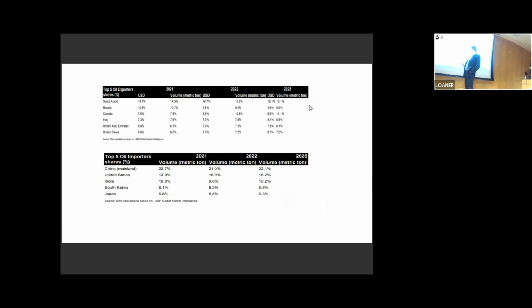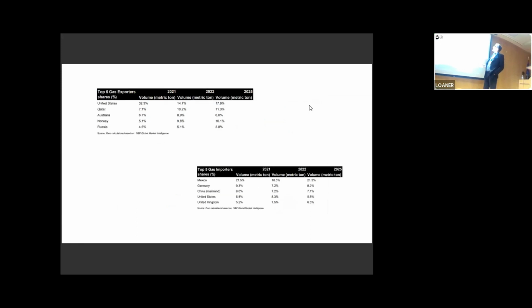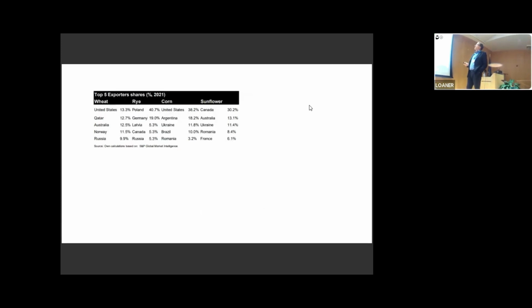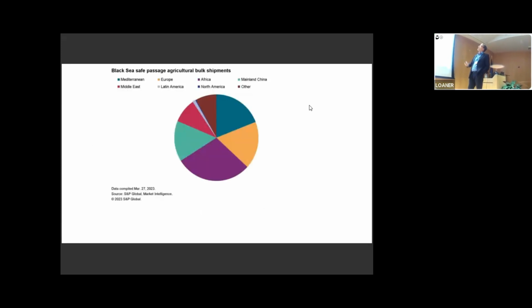Maybe I will go to other energy resources. Oil: Russia also played an important role among oil importers. When we look at gas exporters, we also have Russia in fifth place. When we look at gas importers, Germany depends strongly on Russian gas.